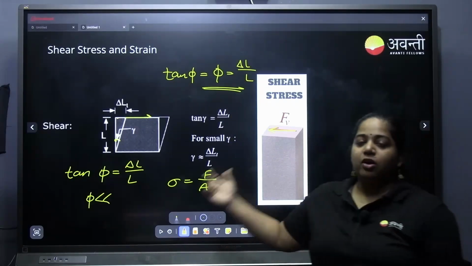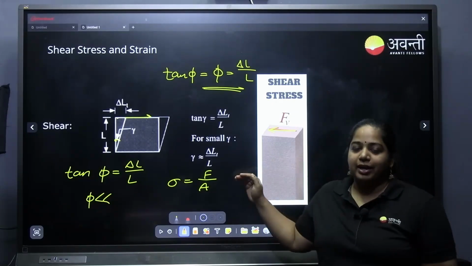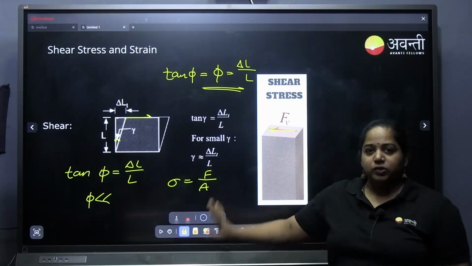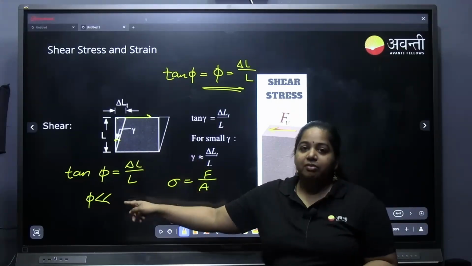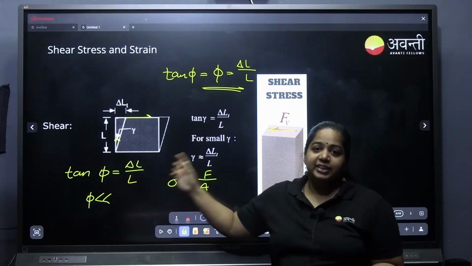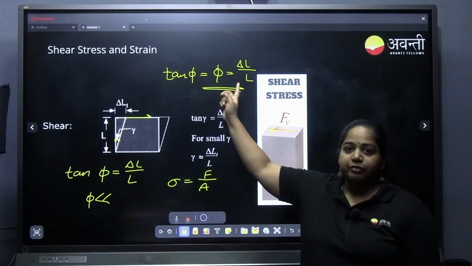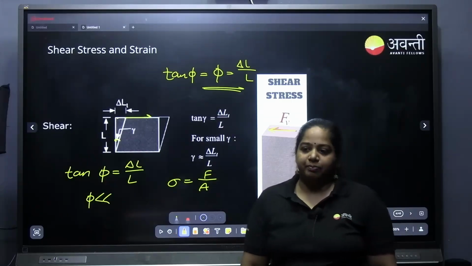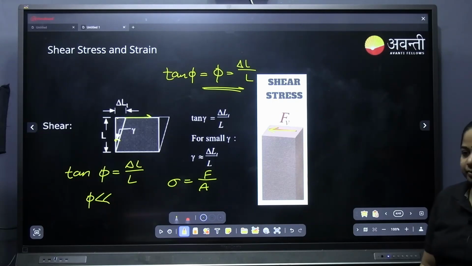So this is the concept of shear stress and shear strain. Shear stress: force acting parallel or tangential to the surface, stress equal to force by area, no change in the equation there. But coming to shear strain, we are actually finding tan phi, but since phi is a very small angle, we can say tan phi equals phi, then phi equals delta L by L. This will be shear strain. Any doubts here? No. Okay, so let's move on.